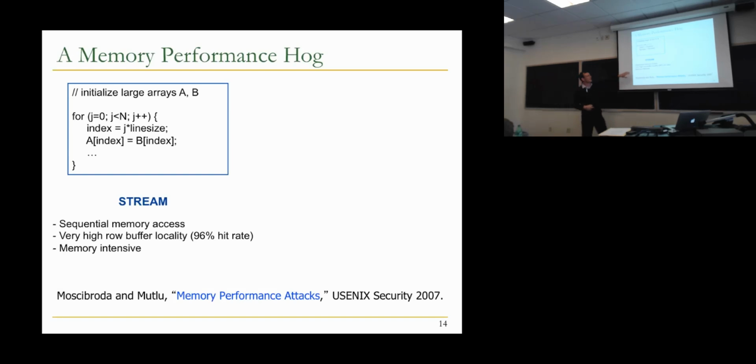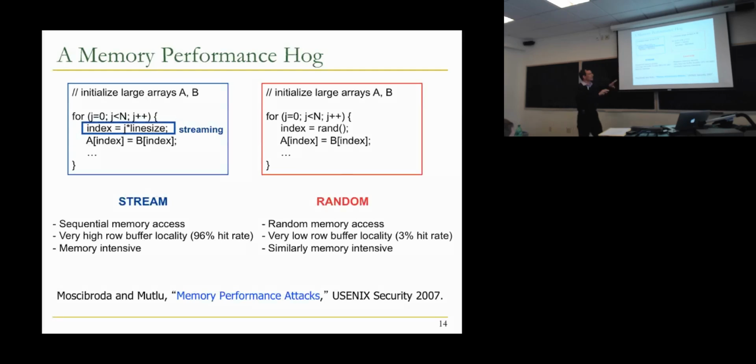On a real system, it has 96% hit rate in the row buffer. 96% of the memory requests come from row hits, not row conflicts. And it's very memory intensive because every access is a cache miss. Now we wrote this program, and we call this a memory performance hog, if you will.